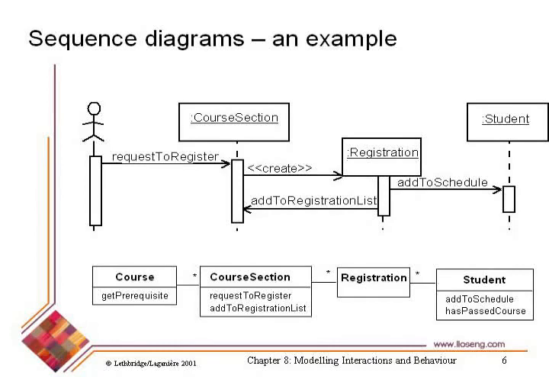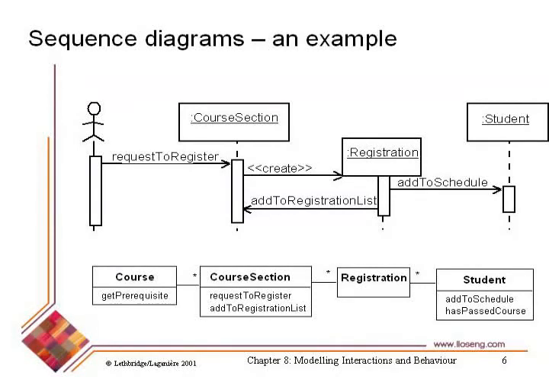Basically, the activation box is saying the time under which this object exerts control. And so when the request to register message comes in, the course section object is given control. And it can keep control until the bottom of the box. That's the activation box. It's activated, it's doing something during that time period. Before that, we just saw a dotted line, meaning it's not activated.